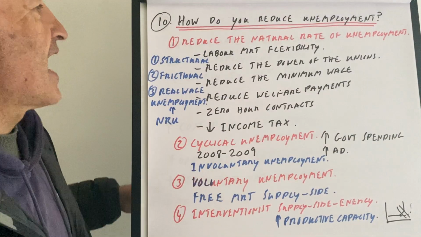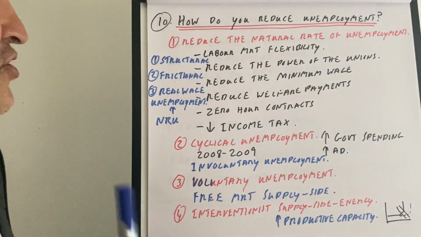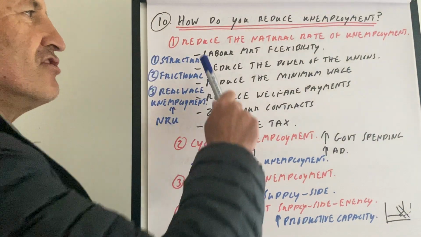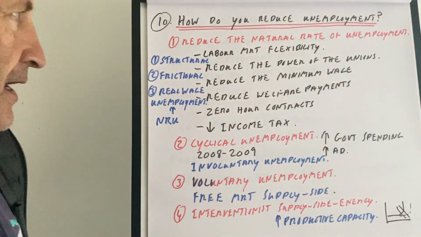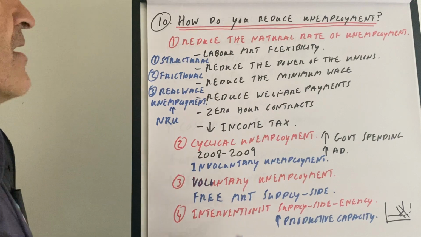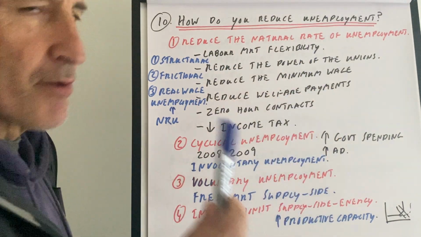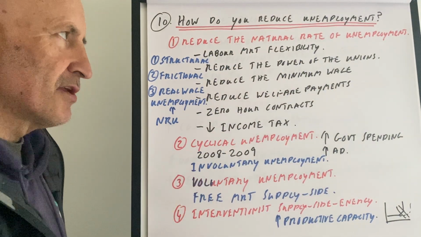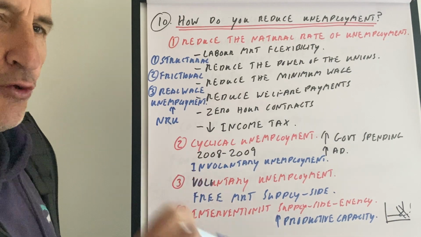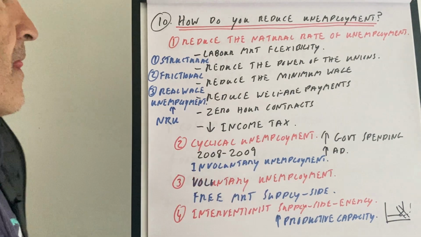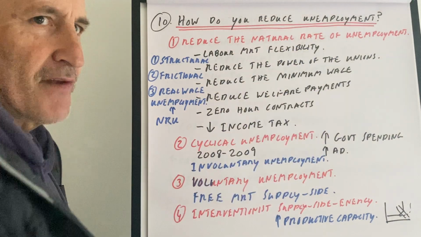Okay, slide 10 on here. So how do you reduce unemployment? Number one, you reduce the natural rate of unemployment. I'm hopefully going to be talking about that in a second. Remember, the natural unemployment is structural unemployment, frictional unemployment, and also real wage unemployment. Okay, it's all about labour market flexibility.